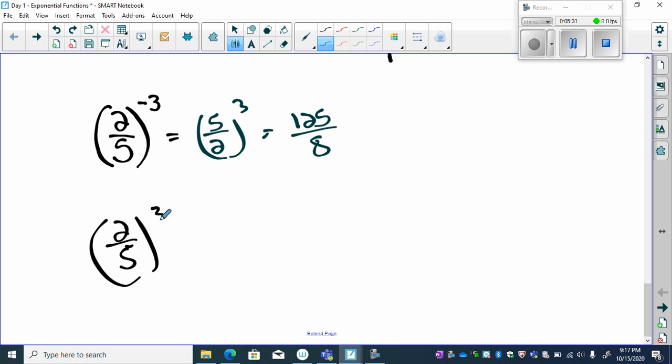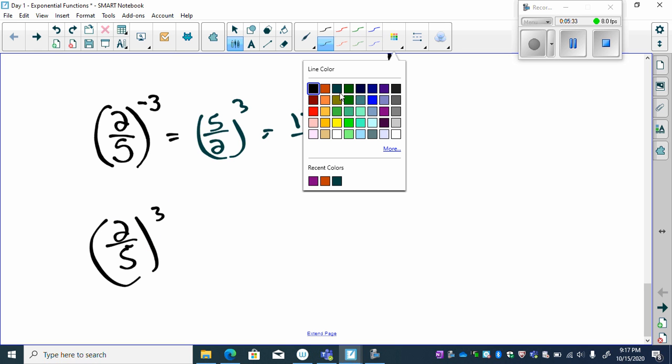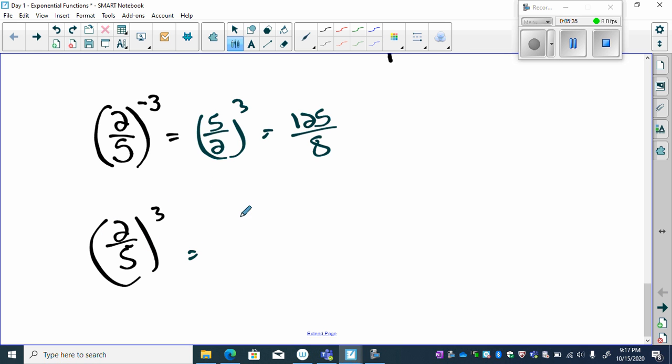I don't have to take the reciprocal of the base at all. I just go 2 cubed, 8. 5 cubed, 125. Note the difference. Negative 3, I get 125 over 8. Positive 3, I get 8 over 125 for reciprocals. Okay, and that'll help us in a few minutes when we start sketching or when we look at a couple of exponential functions.